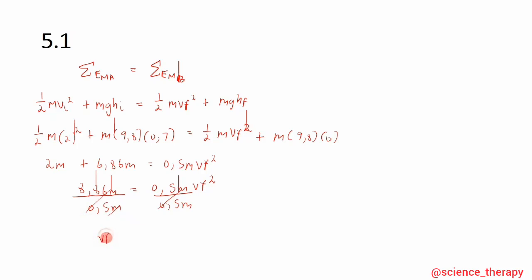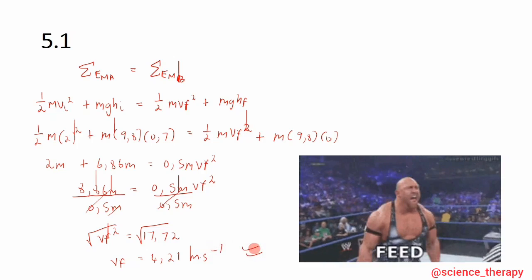So we have vf squared is equal to 17.72. But we are not looking for vf squared, we are looking for vf. So we can take the square root of both sides, and vf is 4.21 meters per second. That's how you have it.